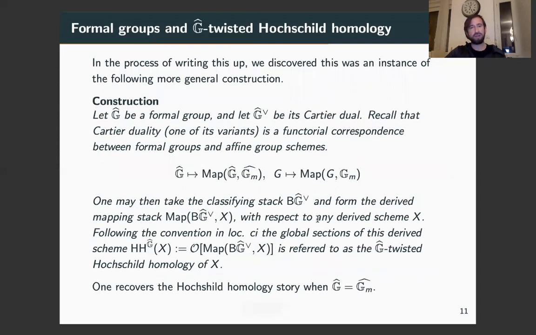In the process of writing this up, we discovered this was an instance of a more general construction. Given G a formal group, one could take its Cartier dual, which is an affine group scheme. This affine group scheme, we can take the classifying stack, and then we can take the derived mapping stack of maps out of this into an arbitrary derived scheme. We call this G-twisted Hochschild homology. And when G is GM, the formal multiplicative group, one recovers Hochschild homology.